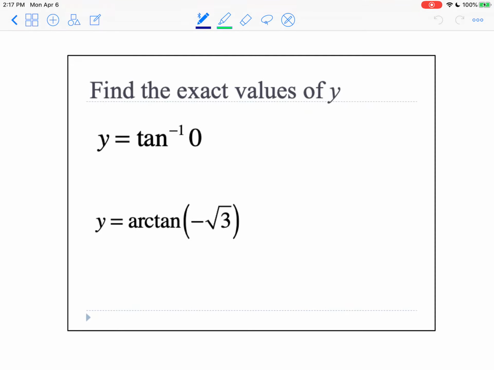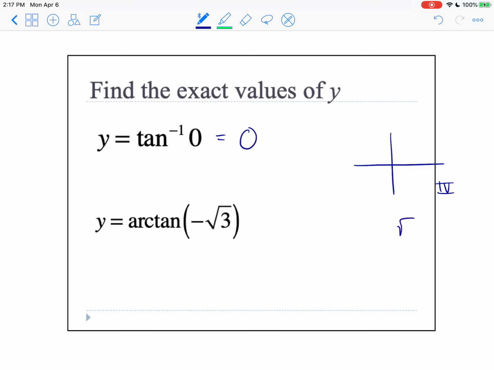So if we're looking for the exact value of inverse tangent of 0, we just have to think about what angle do I plug into tangent to get 0 out? And the answer there is 0. And then thinking about negative root 3. The only way I'm going to get a negative value is if I'm in the fourth quadrant. So I want negative root 3, which means I know that 1/2, root 2 over 2 and root 3 over 2 are my options for values.